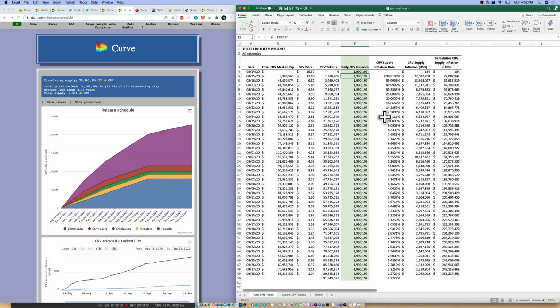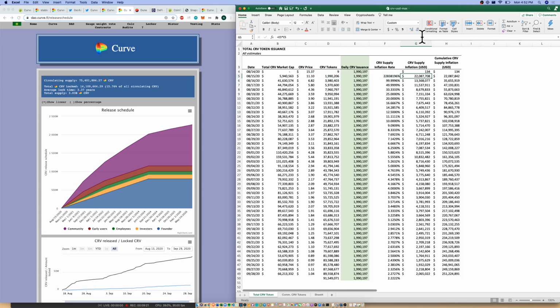Every day we're issuing about 1.9 million CRV. This was just in August and September. Based on the price each day, we can actually get a number of what that value is. So the very first day, we issued about 22 million in value, even though people bought or earned those tokens at, what was it, $11 back on August 15th.